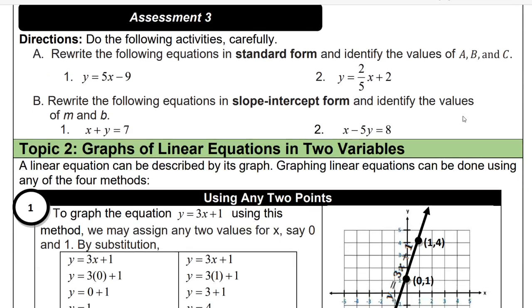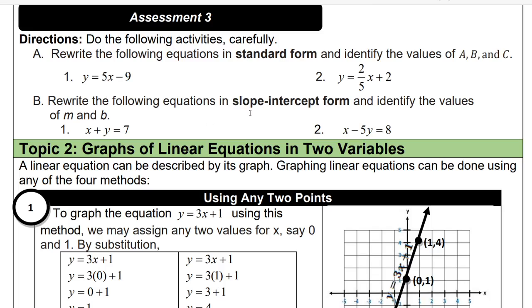For assessment 3, do the following activities carefully. Rewrite the following equation in standard form and identify the values of A, B, and C. So this is in slope-intercept form. Then you are going to rewrite this in standard form. May example yan tayo sa taas kanina. So you just back read. Ito rin, this is slope-intercept form. Then you are going to write it in standard form. Okay, so may example yan kanina sa illustrative example.